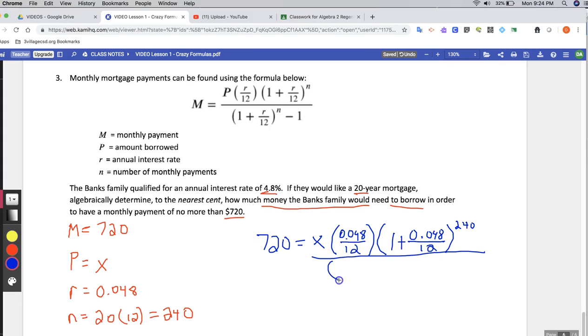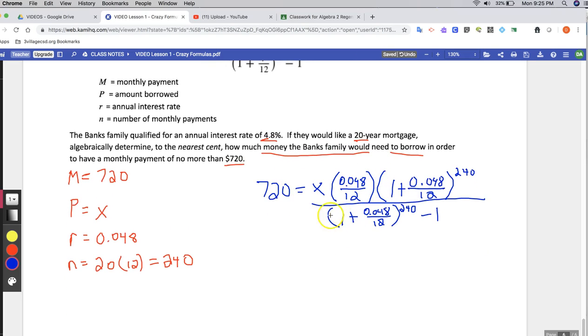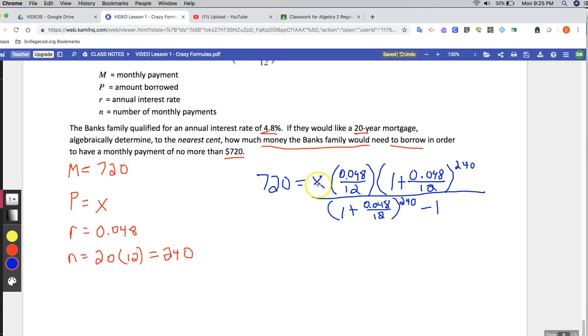The denominator, we have another parentheses, once again, with 1 plus R of 0.048 over 12. And once again, this parentheses also needs to be raised to the value of N of 240. And then we just need to subtract 1 in that denominator. So we have our formula set up, and we have to carefully solve for X.